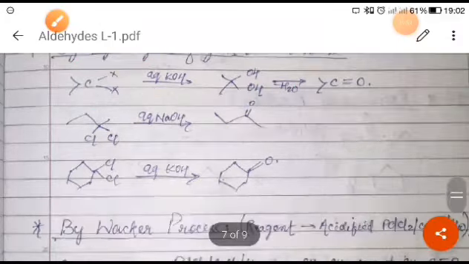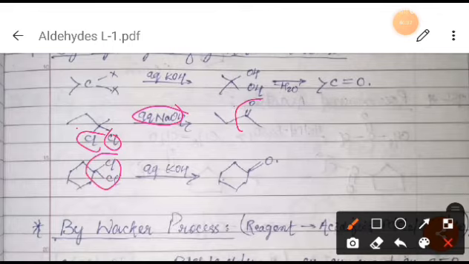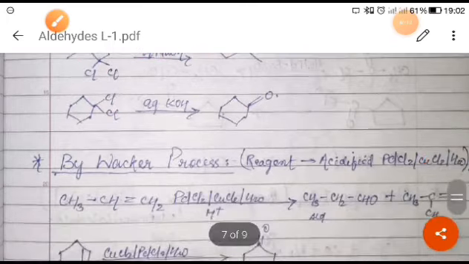One more example is there. So if it is like this in presence of NaOH, what will happen in place of this Cl and this Cl? Keto group will come, right? Again in place of this, keto group will come, right? It is very easy, right? I hope you are understanding this.